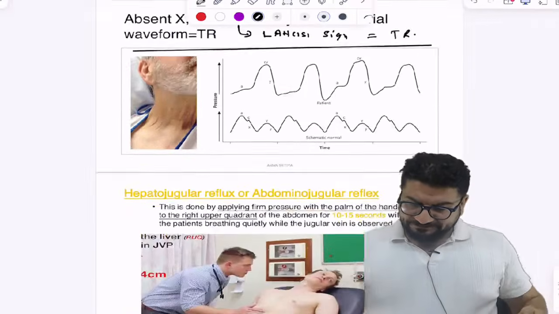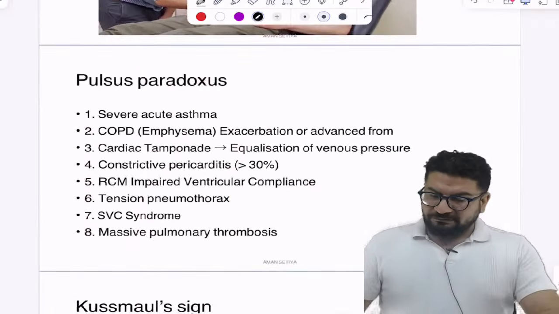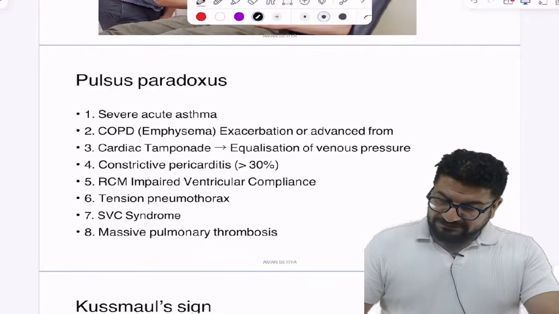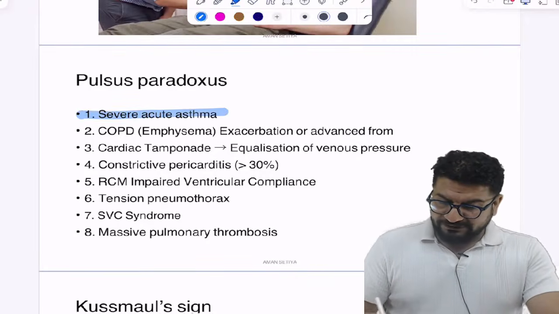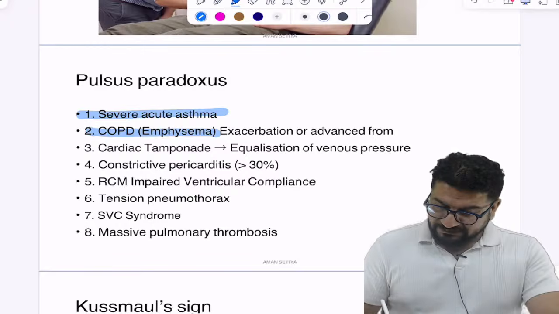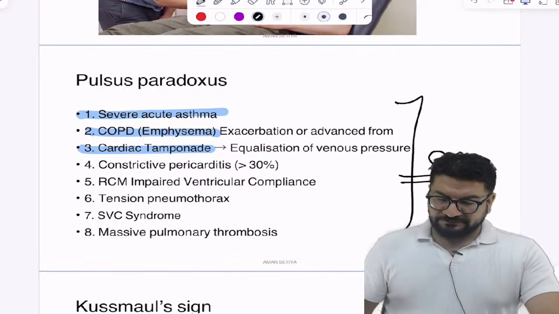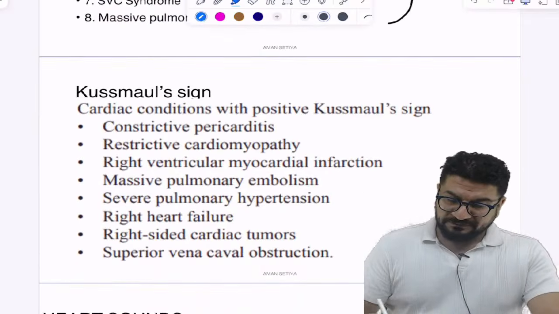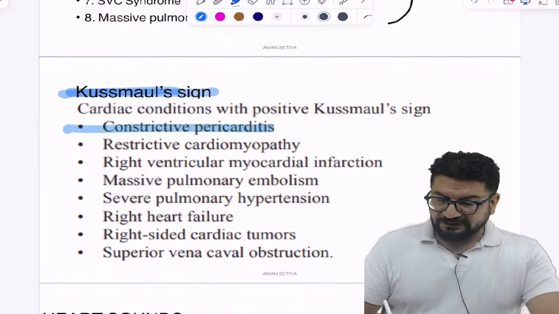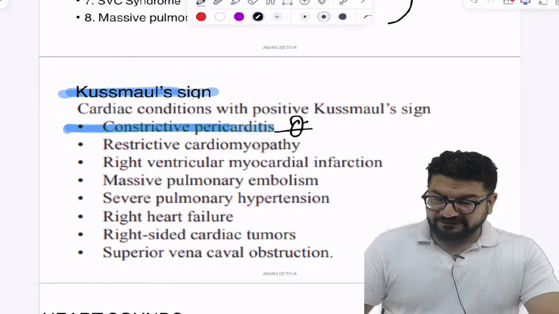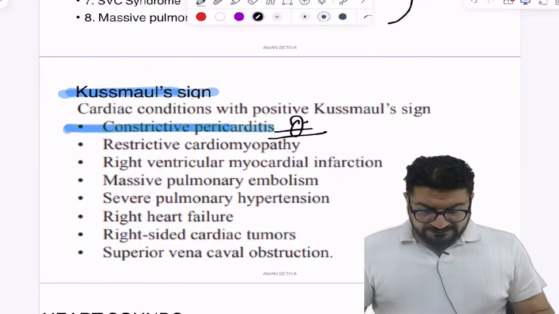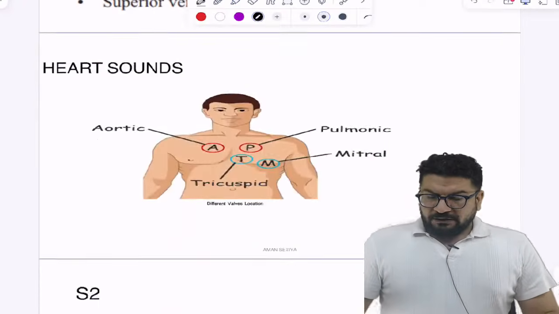Very very important. Okay, now they ask you the question, where is pulsus paradoxus found? Pulsus paradoxus is seen in many conditions, but in exam what they ask you: COPD, asthma and cardiac tamponade. Very very important. Then they ask you where you will find Kussmaul sign. Kussmaul sign you will find in chronic constrictive pericarditis. This came last year in your exam. Chronic constrictive pericarditis.